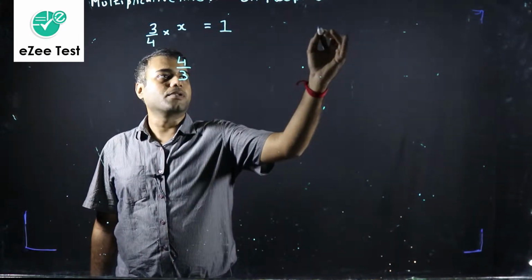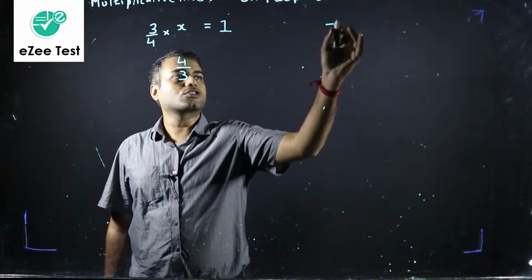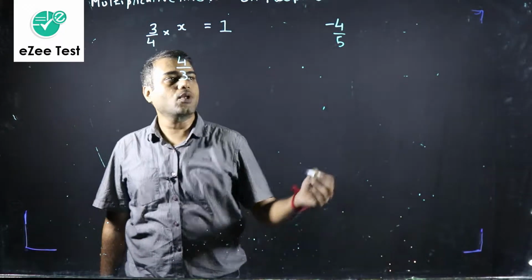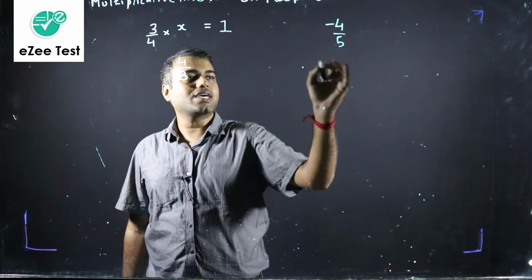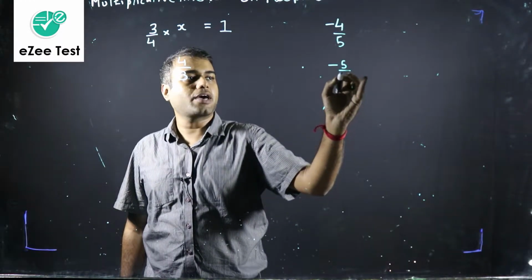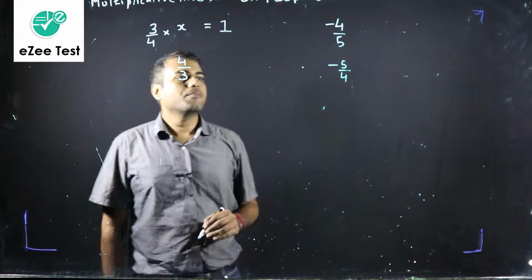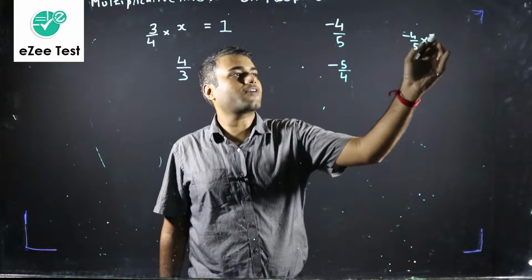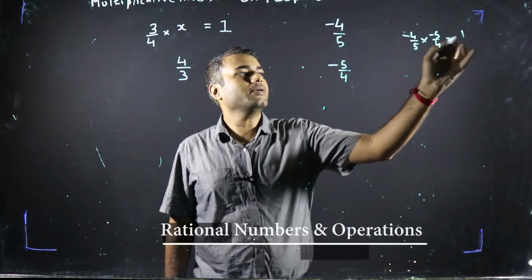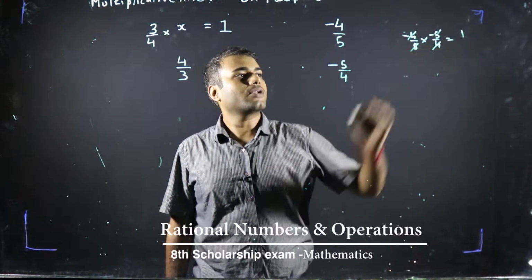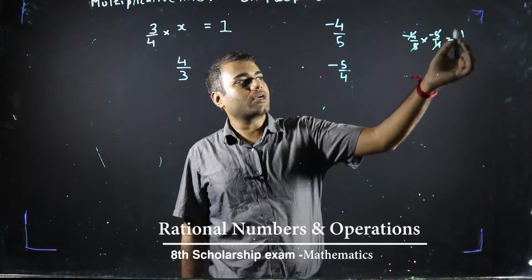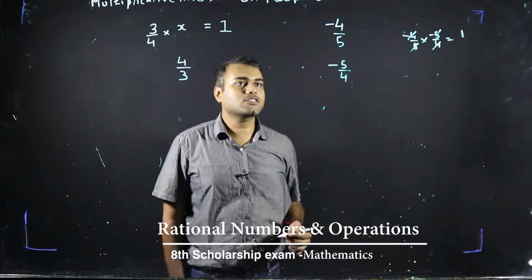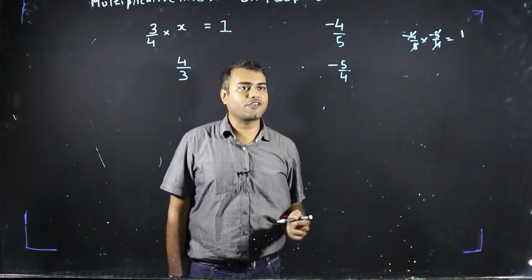Let's take another example. What will be the multiplicative inverse of -4/5? It will be, as all of you must have guessed, -5/4. Because if you multiply -4/5 with -5/4, the answer will be 1, right? And negative into negative becomes a positive. So the multiplicative inverse of -4/5 is -5/4.